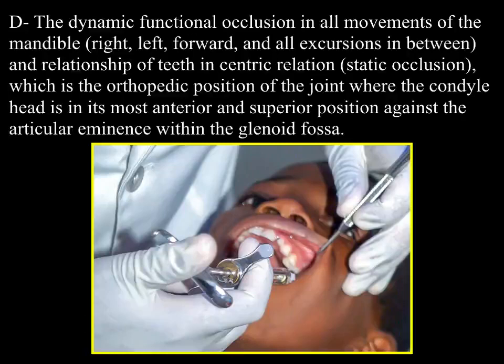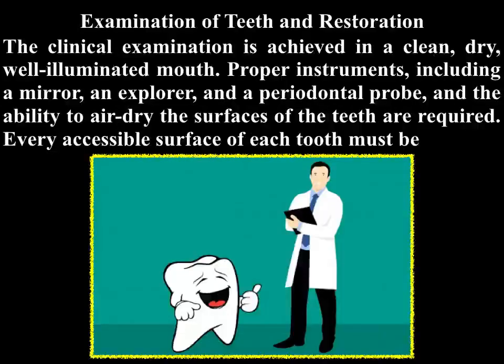The dynamic occlusion is in all movements of the mandible, left, right, forward, and the relation of the teeth in centric relation, which is the orthopedic position of the joint where the condylar head is in its most anterior and superior position on the articular eminence within the glenoid fossa. This is the position of the condylar head in the centric relationship.